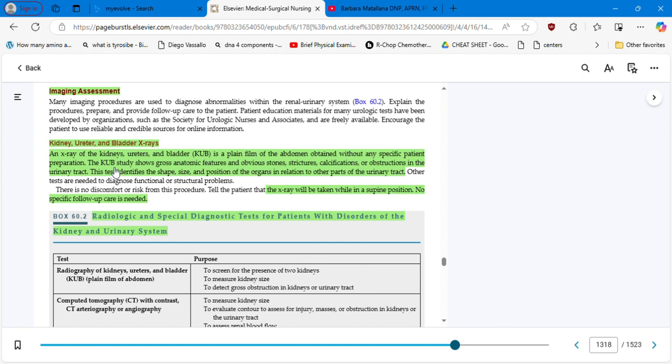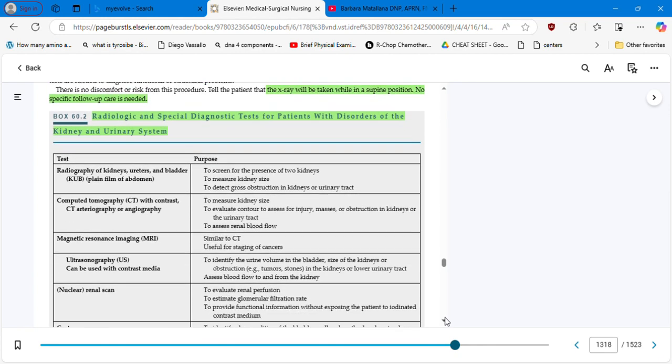The kidney, ureter, and bladder X-ray shows gross anatomic features and obvious stones, strictures, calcification, or obstruction of the urinary tract. So basically, some doctors are going to start with this imaging instead of the ultrasound. This test identifies the shape, size, and position of the organs in relation to other organs of the urinary tract. The X-ray will be taken while the patient is in supine position. No specific follow-up care is needed.